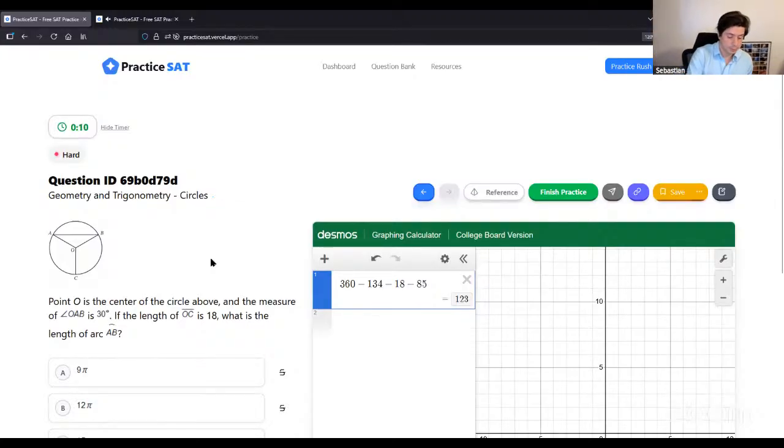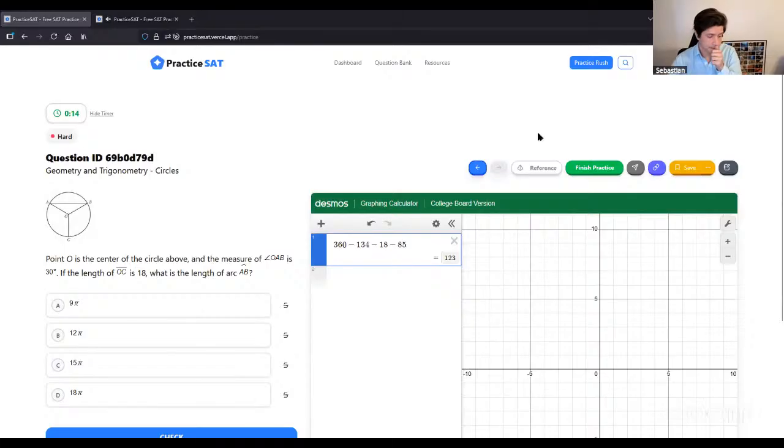All right, let me zoom out. Point O is the center of the circle above, and the measure of OAB is 30 degrees. If the length of OC is 18, what is the length of arc AB? So AB is there. The length of OC is going to be our radius, 18. Angle OAB is going to be 30 degrees.